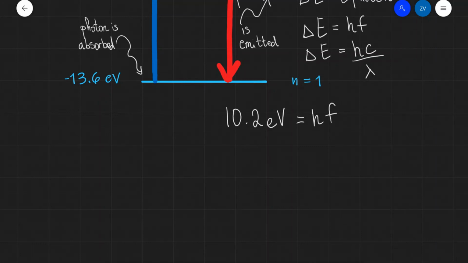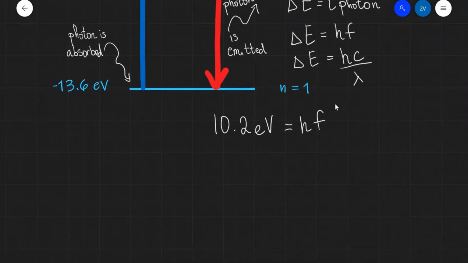Before I do that though, I need to be very careful, because if I want my frequency in hertz, I need to make sure that I've converted this from electron volts to joules. So remember, the conversion factor is the elementary charge, so this will be equal to 10.2 multiplied by 1.6 times 10 to the power of minus 19. This will be equal to Planck's constant times the frequency.